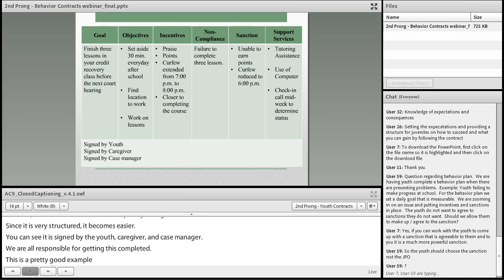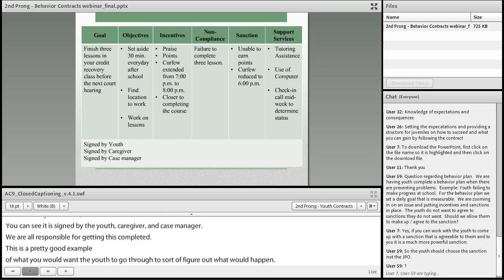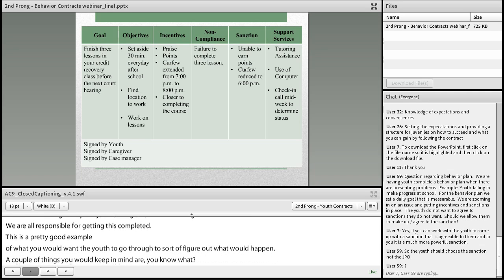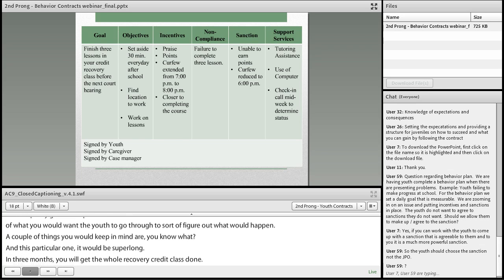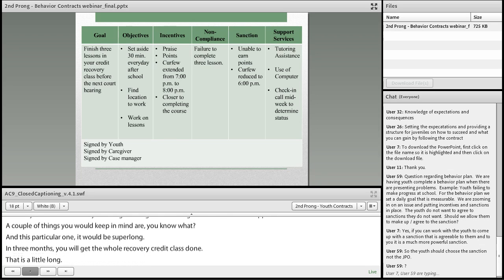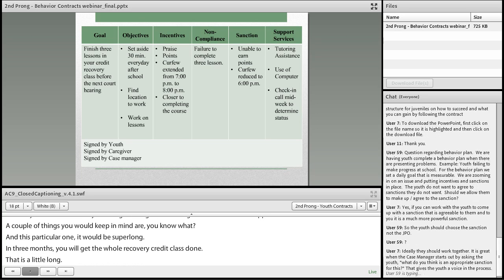A couple things you'll want to keep in mind is you don't want this particular one to be super long. You don't want to say in 3 months you'll get the whole recovery credit class done. That's a little long. Let's take it down a notch and put these into really bite-sized chunks so that they're always moving forward, and you can celebrate those successes early and often. So that's sort of my recommendation for putting that together.